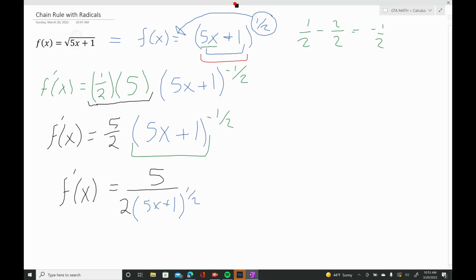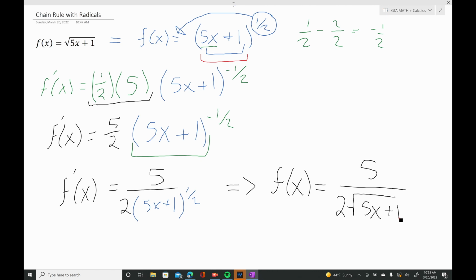And now what we're going to do is this. We're going to rewrite it. This is our final answer. So we're going to rewrite all of this back into radical form. This answer works, but the proper way to do it is to write it like this, times the square root of 5x plus 1.